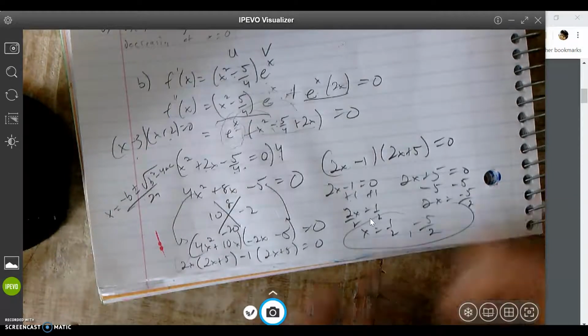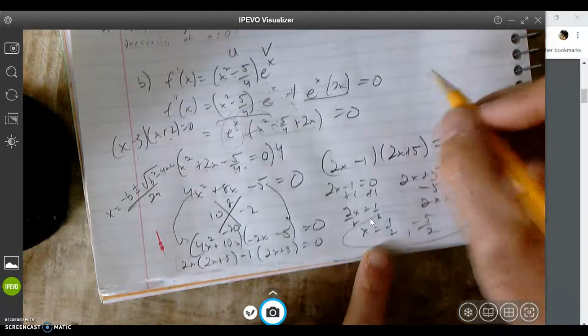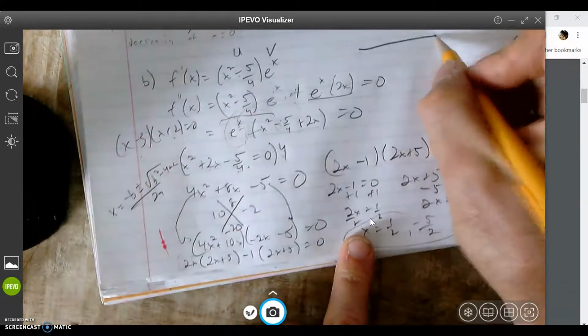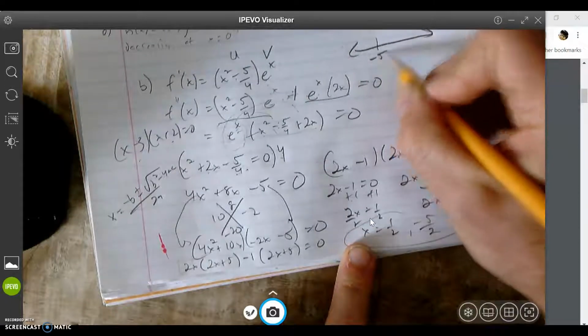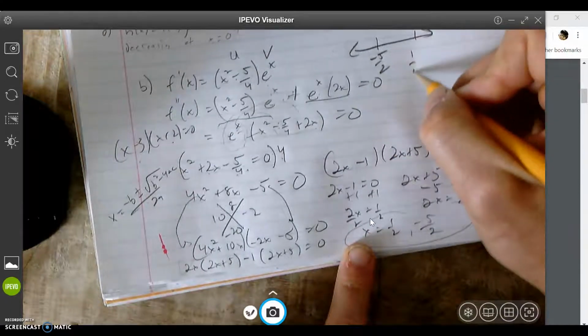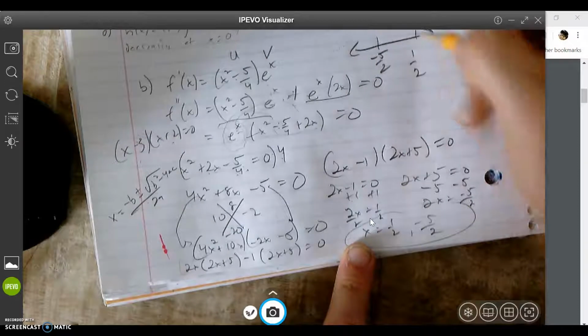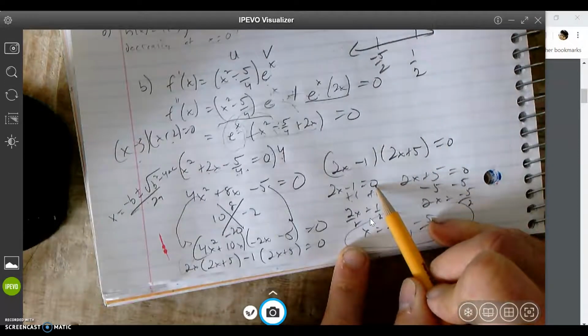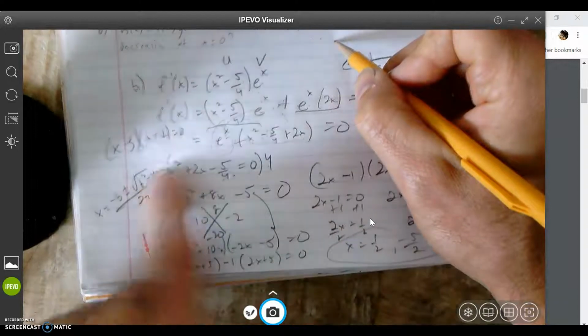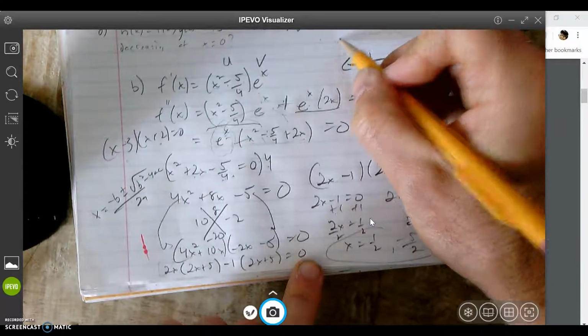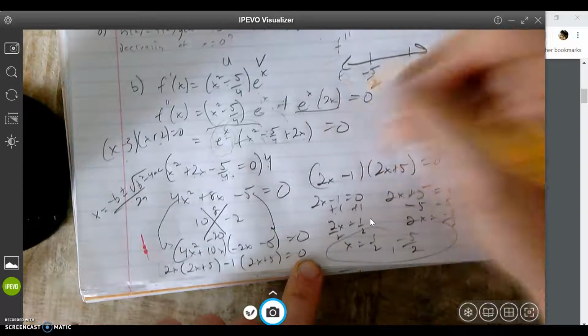We're doing good. Okay, so where are we at? What are we doing here? We are finding the critical points. So I got -5/2 and 1/2. That's where the concavity is 0, so we have no concavity, because that's where the second derivative equals 0. So we have f double prime and f.